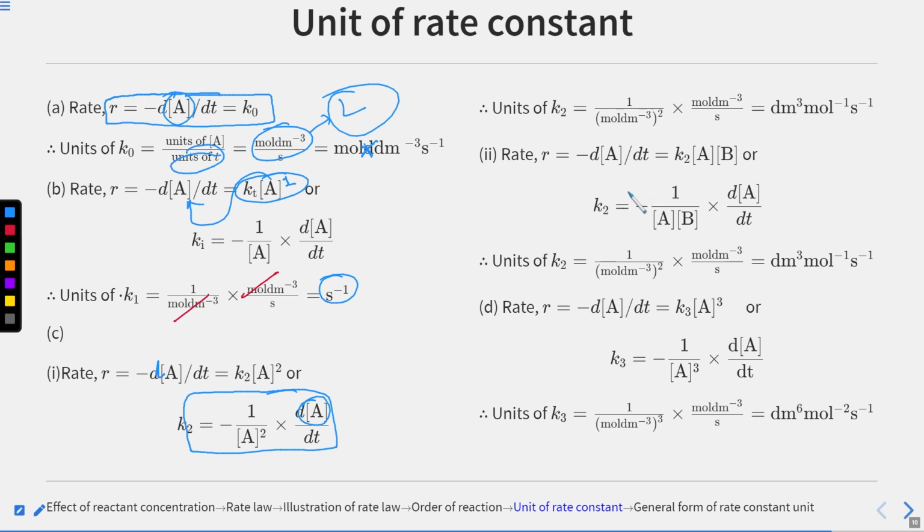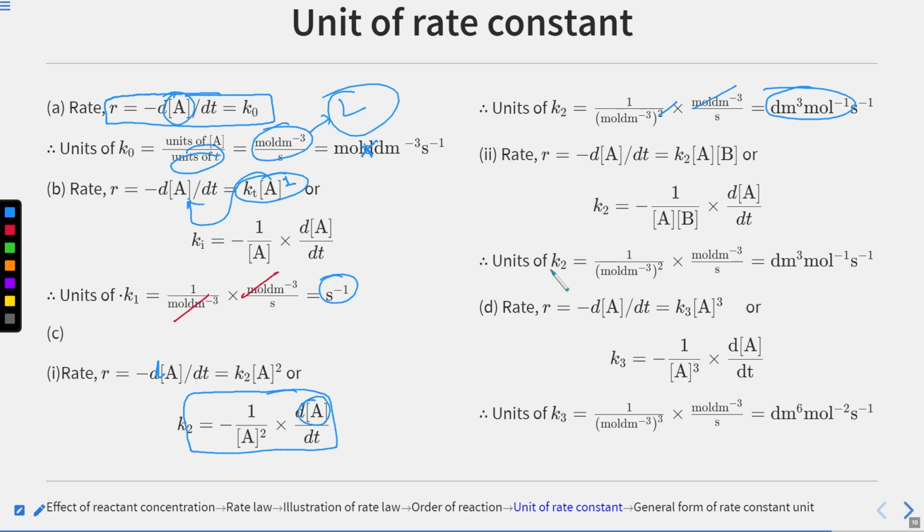Did you get my point? This will get cancelled with this, and this mole per decimeter cube will go up. That would give decimeter cube per mole, and then second will go up, which gives us per second. So decimeter cube per mole per second. So this is for one reactant in the second order.